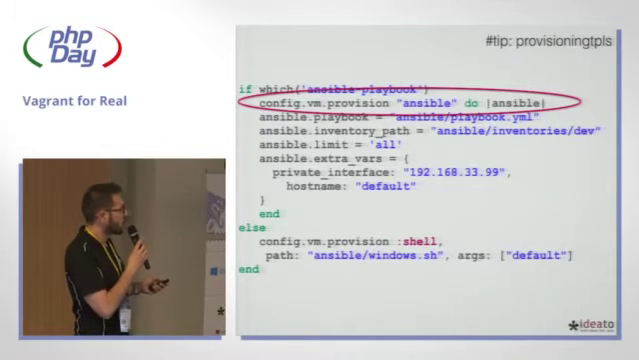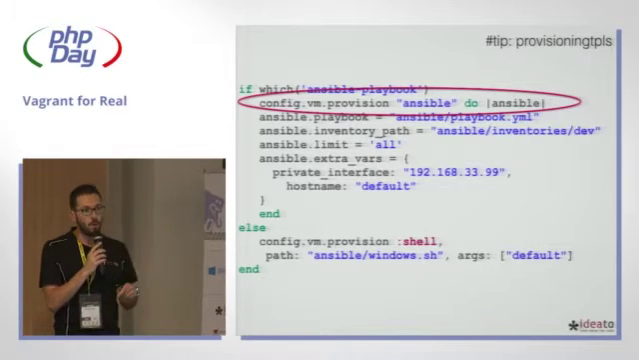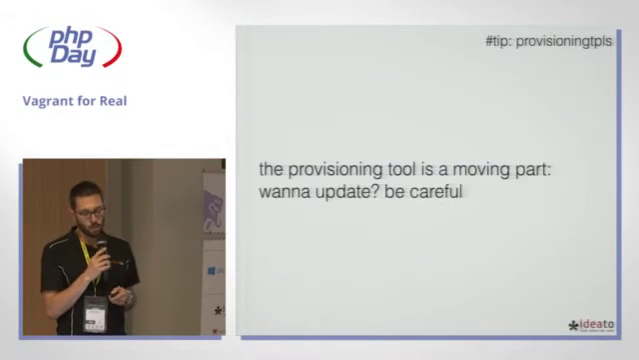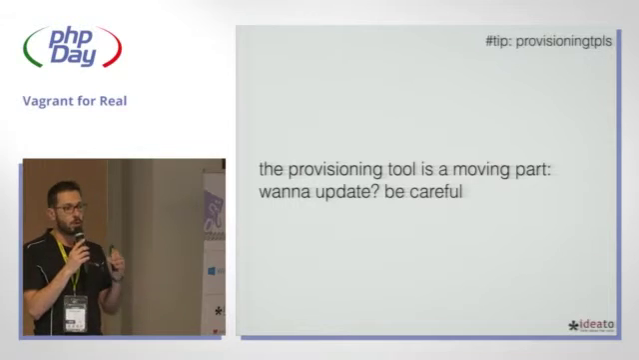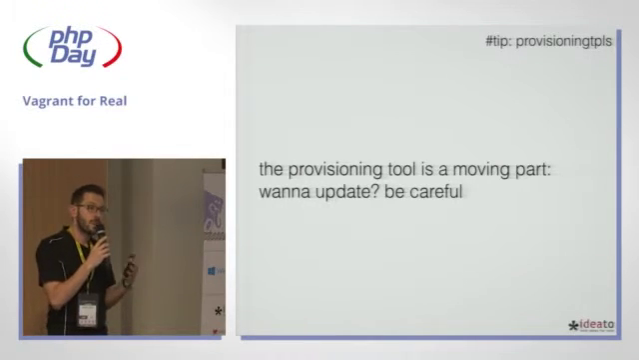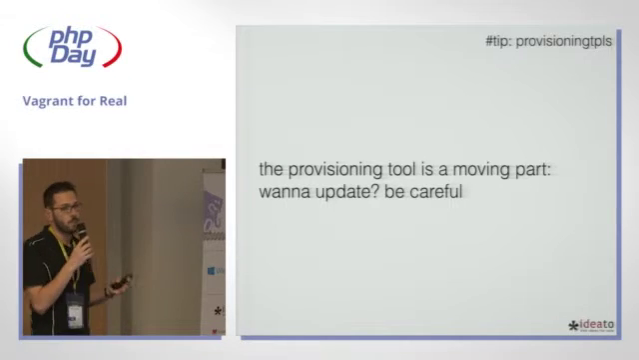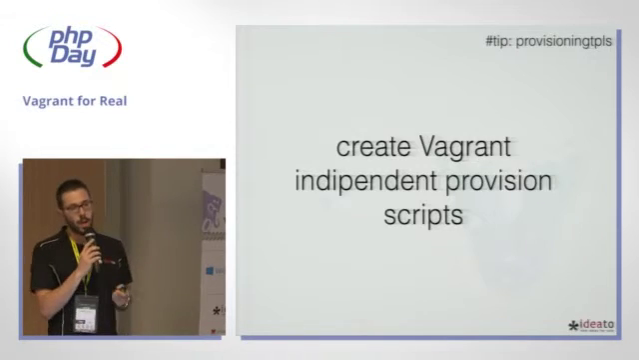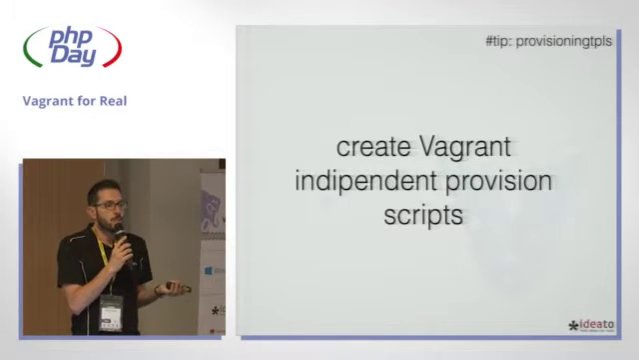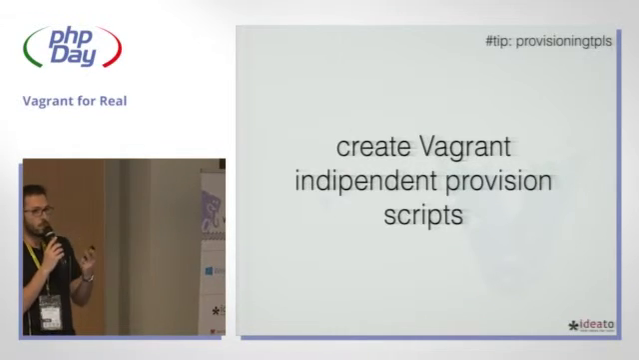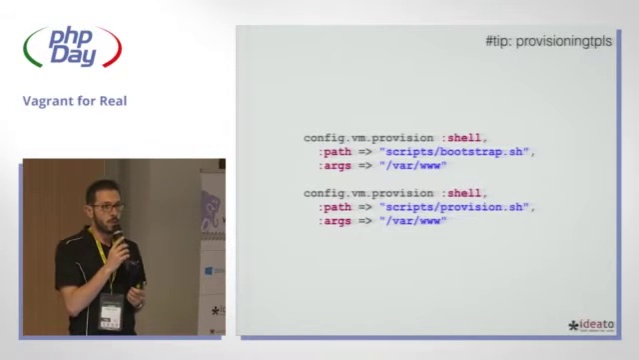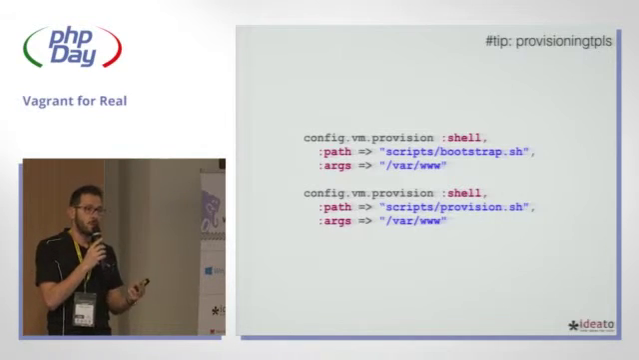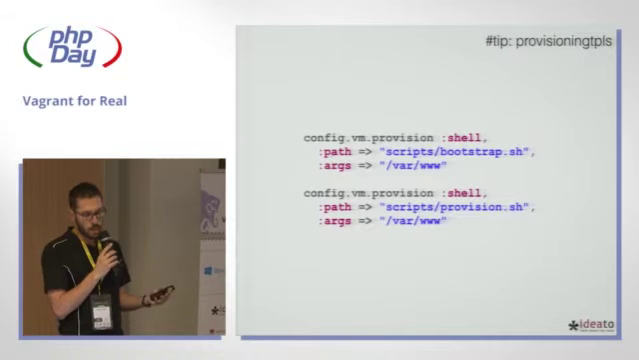And again, in this way, we are delegating to Vagrant the task of invoking the provision tool, which is fine, but remember that the provision tool is a moving part. So if you are going to update it, be careful because, again, things might stop working or not work as expected. My suggestion in this case is to try to create a Vagrant-independent provision script because it's pretty straightforward. You just need 2 steps. In the first one, you use a bootstrap script which installs the basic packages and the provision tool, and in the second one you just invoke the provision tool and you're done.